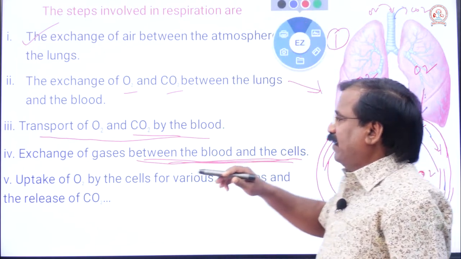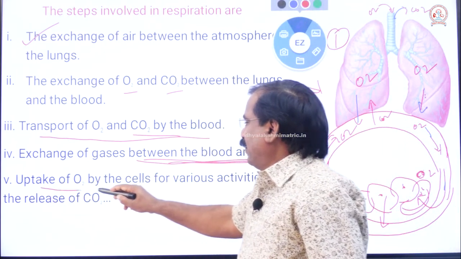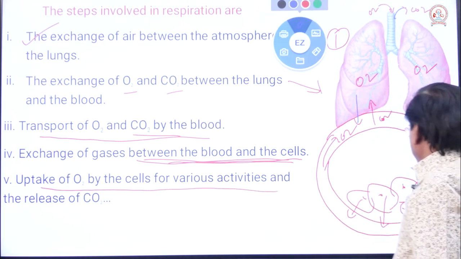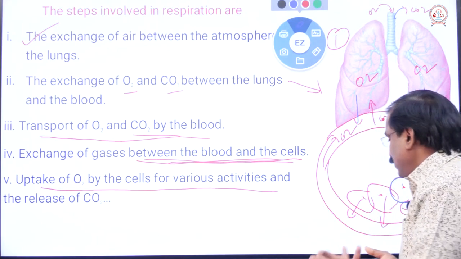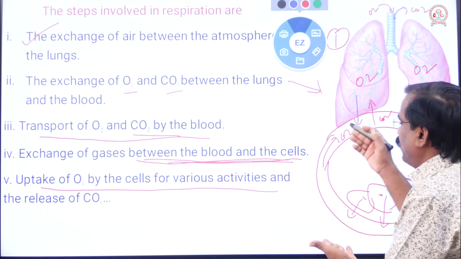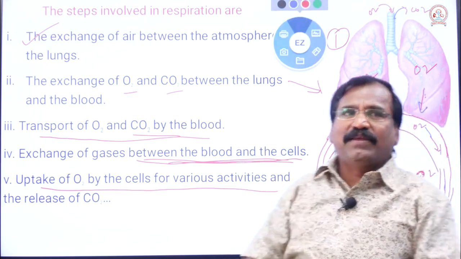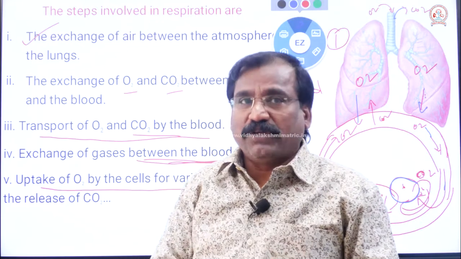The cells part is finished. Then the fifth one: this oxygen transported by the blood is utilized by the tissues for various activities and they release carbon dioxide. That's all. So these were the steps involved in respiration.